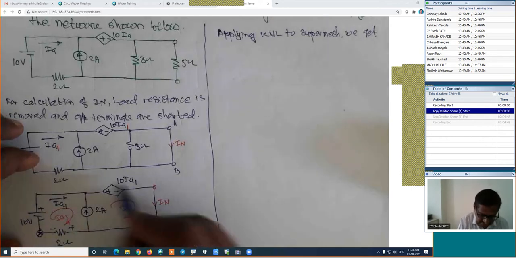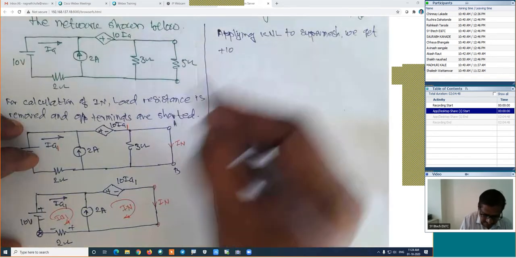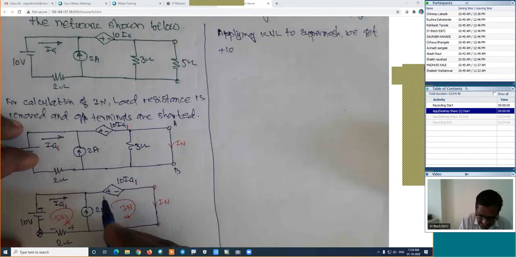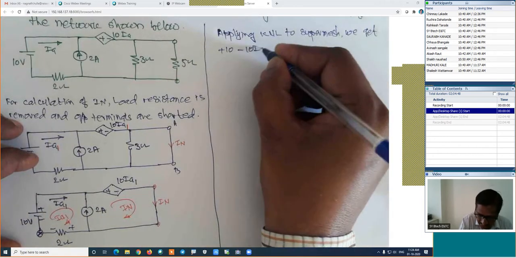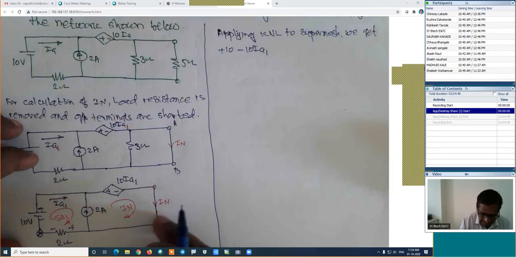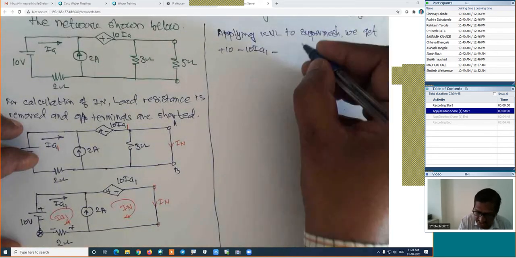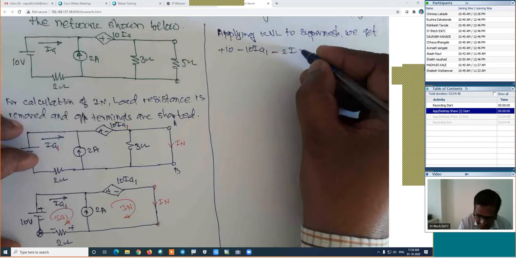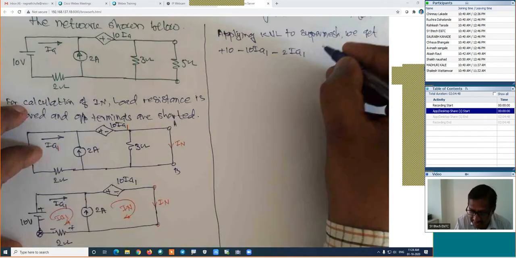I'm traveling in the clockwise direction, negative to positive, plus. It is plus 10. Then I'm moving forward, positive to negative, it is a minus. Its potential is 10 into IA1. Then we are coming back, positive to negative, which is minus. Its resistance is 2 and its current is IA1.